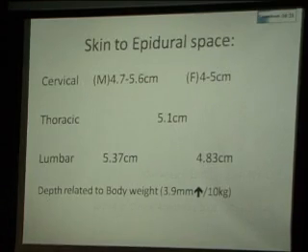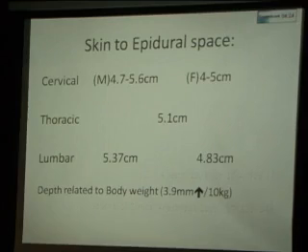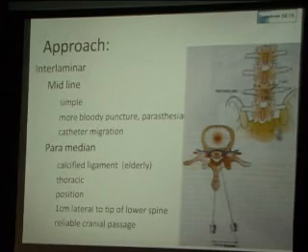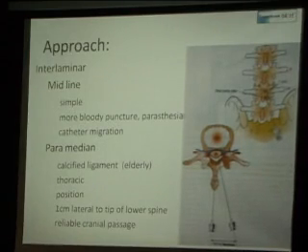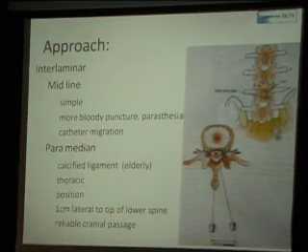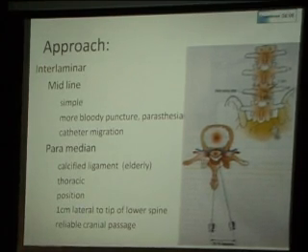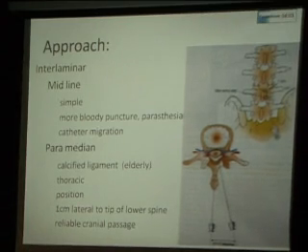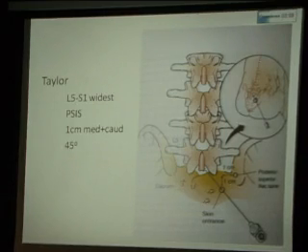The skin to epidural space distance is roughly about 5 centimeters, and this depth is related to the body weight. It increases as we increase the body weight. The approach is interlaminar. It can be midline or paramedian. The interlaminar midline approach is simple. That is what we conventionally are taught, but it has been associated with a higher incidence of catheter migration, while the paramedian approach is a more reliable way to pass your catheter cranially. This is the Taylor approach, already talked about.